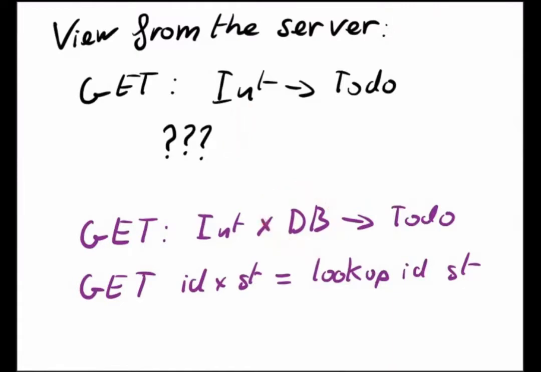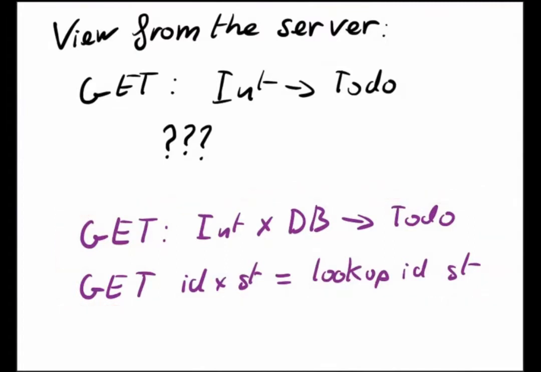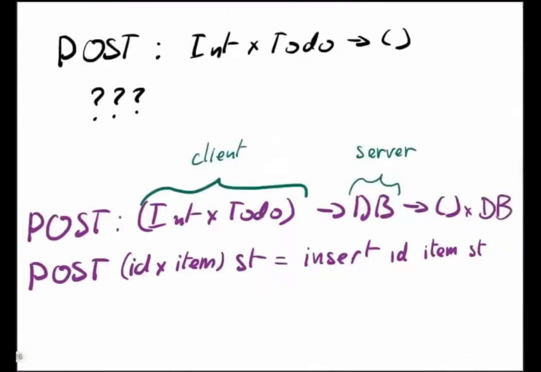And this is what the actual implementation of this server endpoint looks like. So it is a little bit different in that it has this element of state that's been added in. And what it does is the same thing as before, it takes the ID from the client, but it looks up the states to return which to-do item to return. And similarly for post, we have an ID that represents which to-do item to change and the to-do.